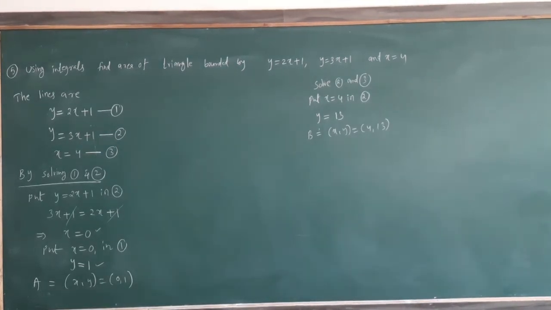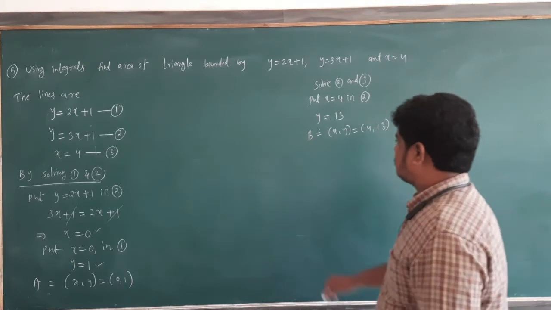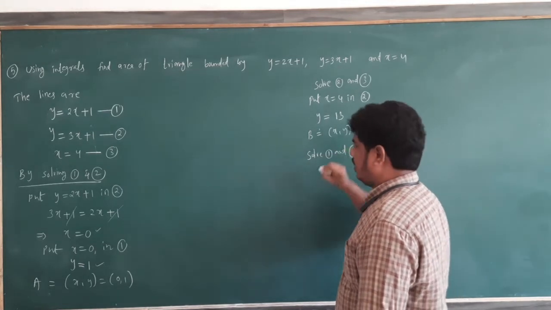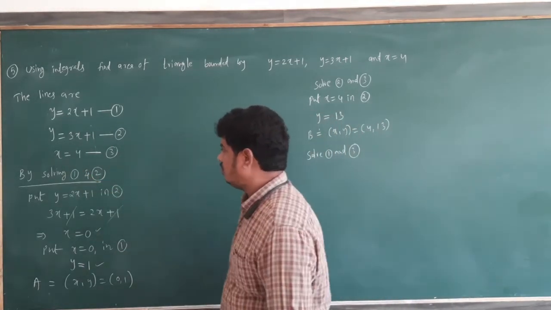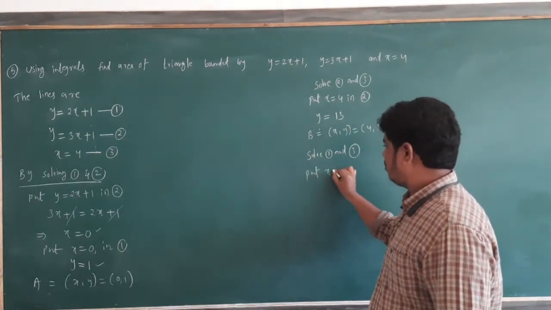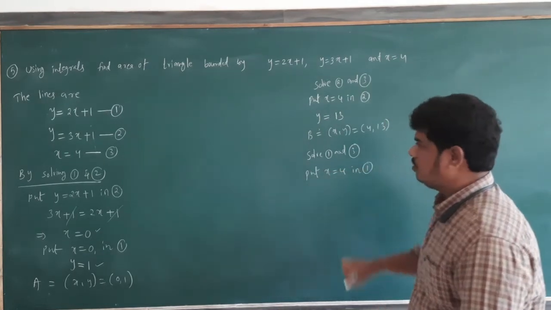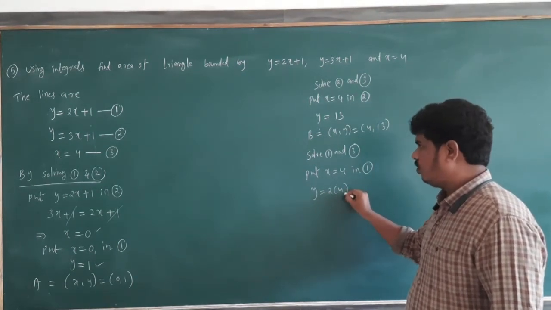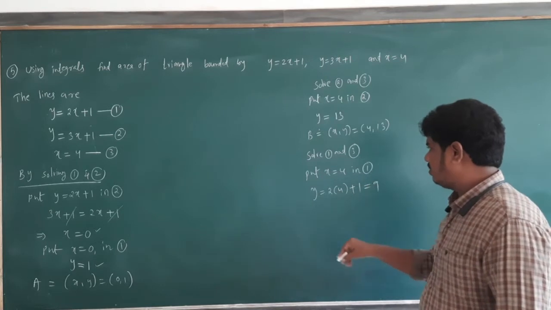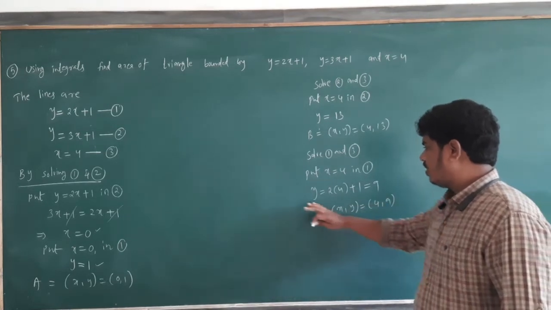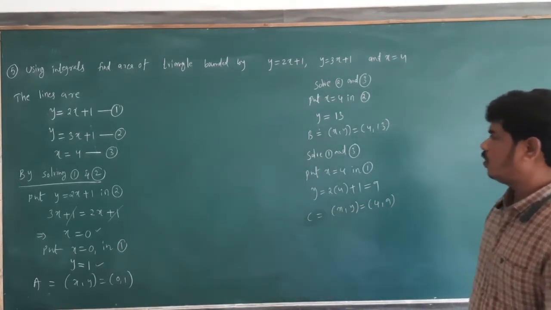Next, solve 1 and 3. Here in 3, we have x = 4. Put x = 4 in 1. Now the value of y is 2 into 4 plus 1, that is equal to 9. Therefore (x, y) is (4, 9). Take it as some C. C = (4, 9).